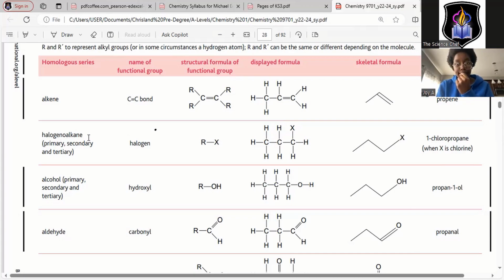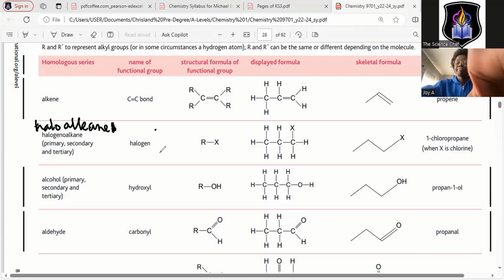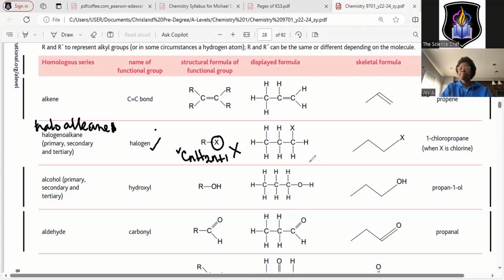Now this is halogenoalkanes. So we call it haloalkanes, right? Or halogenoalkanes, the same thing. So what's the functional group? The functional group is the halogen atom. And this is how to represent it. The general formula can represent it as CnH2n+1X, right? So this is an example, that's 1-chloropropane. Are we together? Yeah. Next is the alcohol.